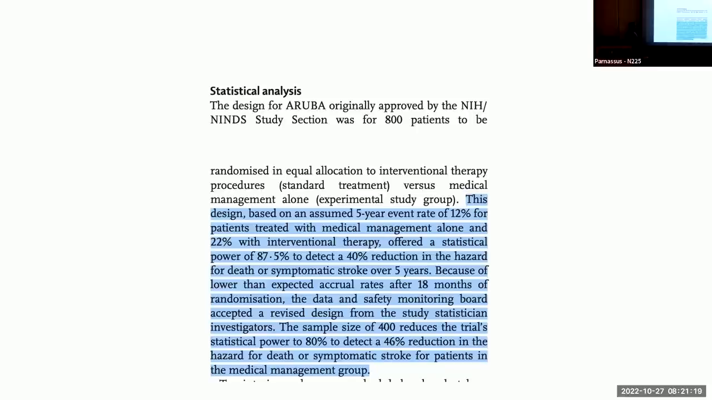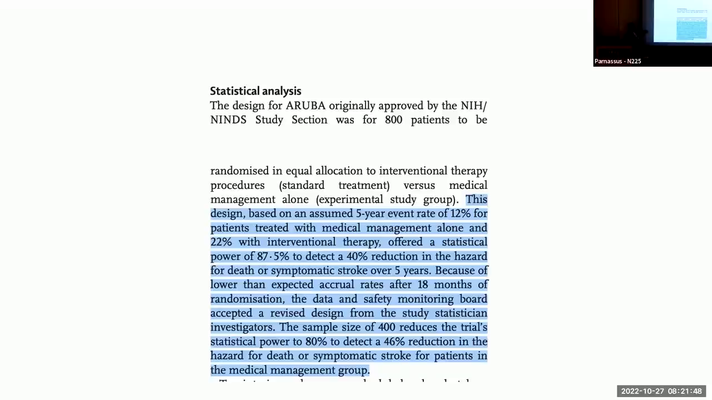So one point here is that with a certain sample size, you have a certain power. So this has an 80% power to detect a 46% reduction, but it has a 90% power potentially to detect an 80% reduction. In other words, as you postulate a smaller and smaller delta, you usually need a huge sample size to have adequate power to exclude that delta, because the sample size of a study changes to the square of the delta you've postulated.